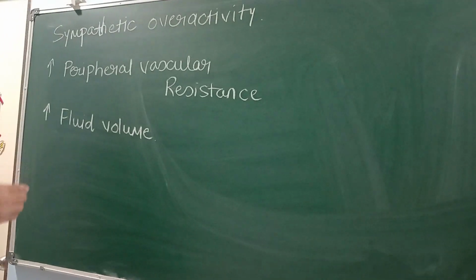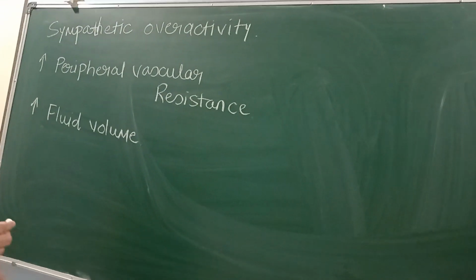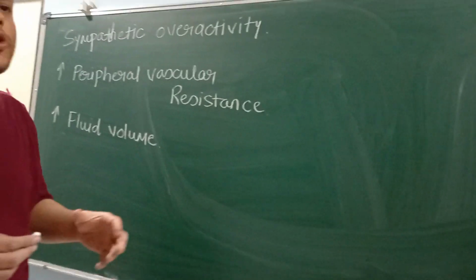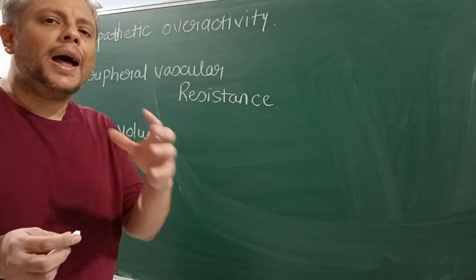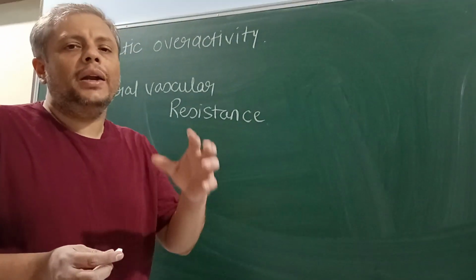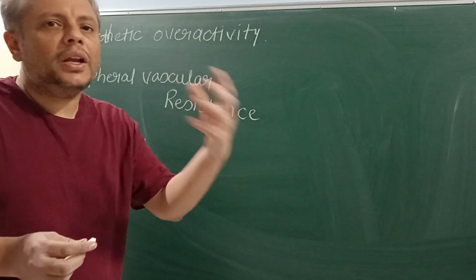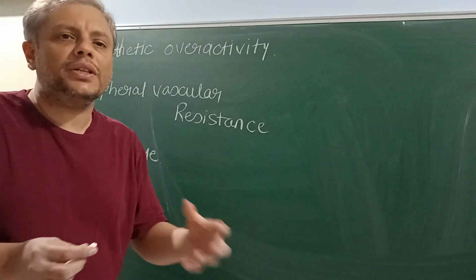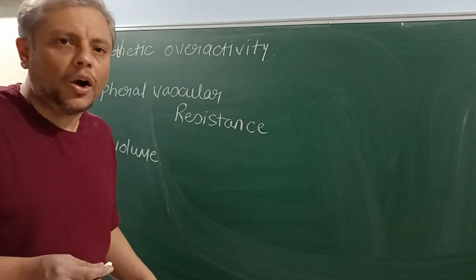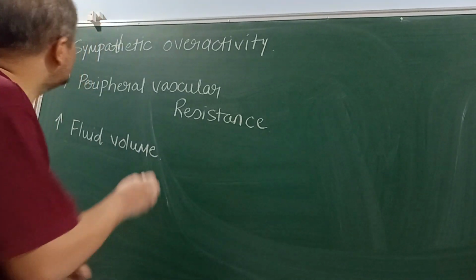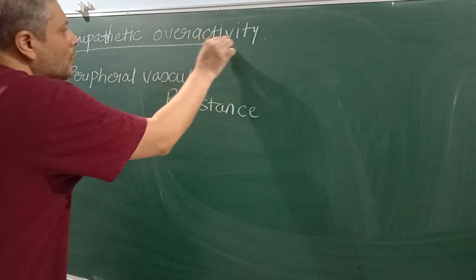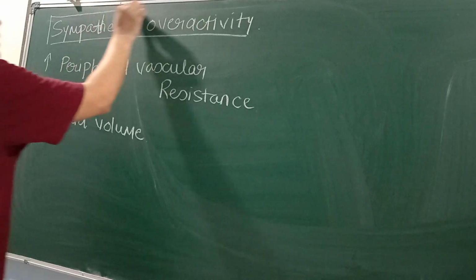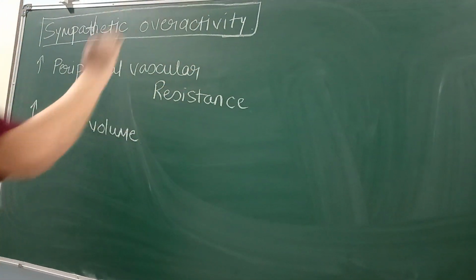So in the previous session we have seen the two factors that are responsible for the rise in blood pressure: increased cardiac output, and second, increased peripheral vascular resistance. And this increased cardiac output is because of sympathetic overactivity. So for the reduction of blood pressure we have to target this point, sympathetic overactivity.